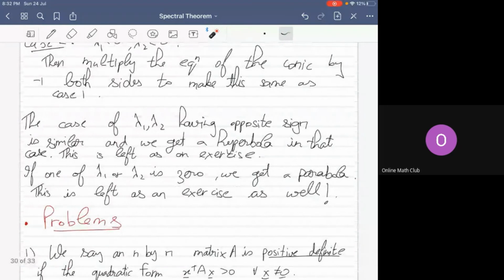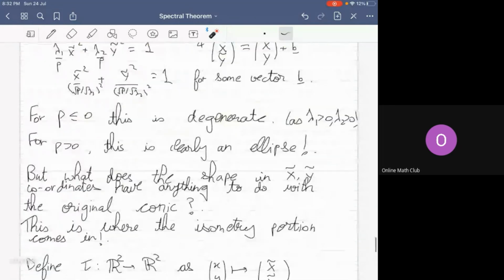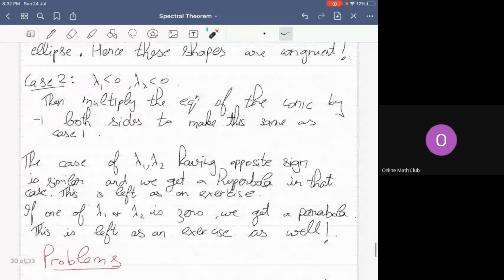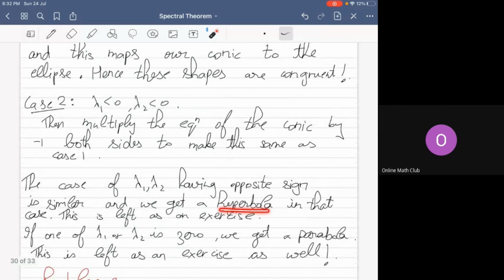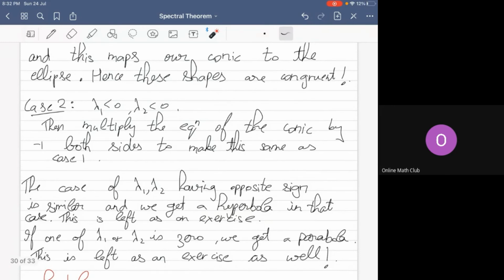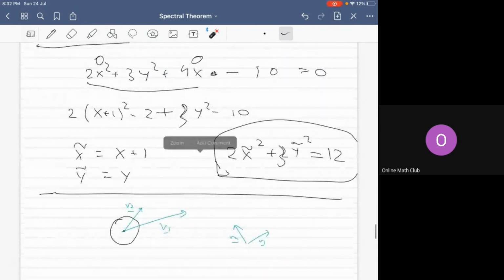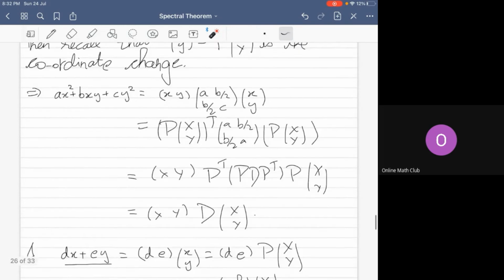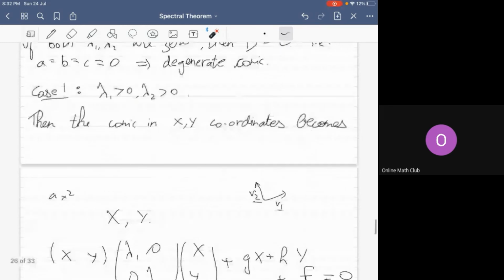The cases of lambda 1, lambda 2, where lambda 1 and lambda 2 are the entries of the diagonal thing, like the main quadratic portion: if these have opposite sign, then we get a hyperbola. You can check this as an exercise. And if one of lambda 1, lambda 2 is 0, then we get a parabola. Notice that if both are 0, then we have a degenerate conic, because then the whole quadratic portion would be 0. So that would be a line.